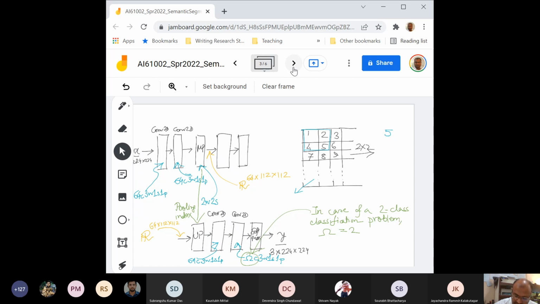That's why if there are omega number of classes, it will have omega number of channels present over there. The rest of the operation, in terms of what the kernel size, the stride, and the padding will be, is still going to be the same. Now you have some output coming over here as a result of the max pooling.